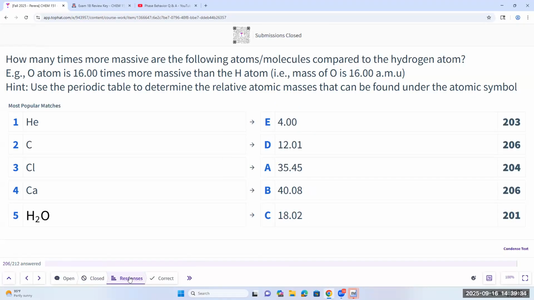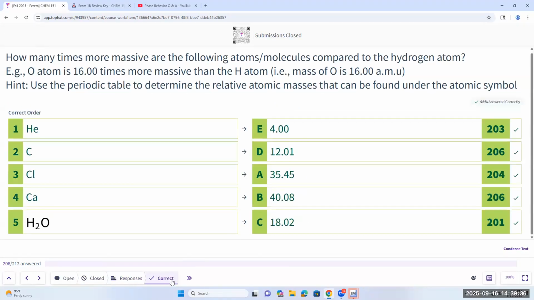All right. And here are our responses. These are really good. And these are the correct answers as well, 98%. So based on these responses, I would say that we have achieved the first learning objective, meaning determining the relative mass of any given particle based on the composition. We can do that now. Now let's move on to the next phase.